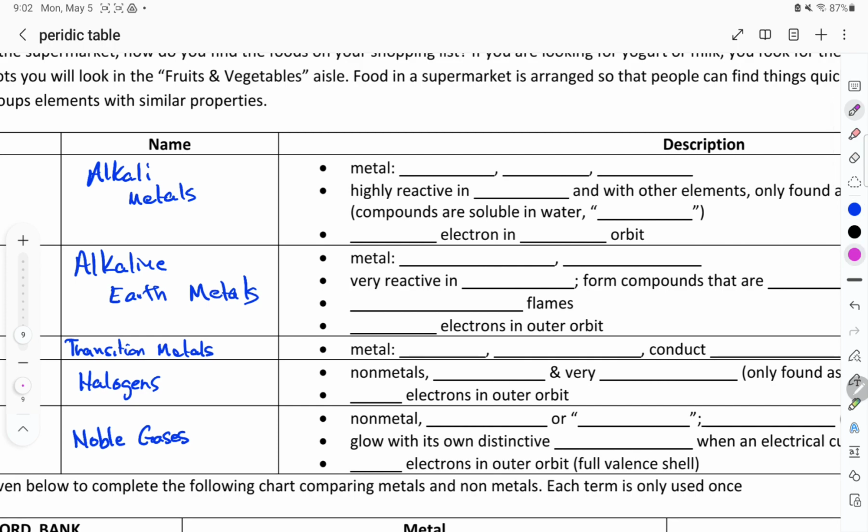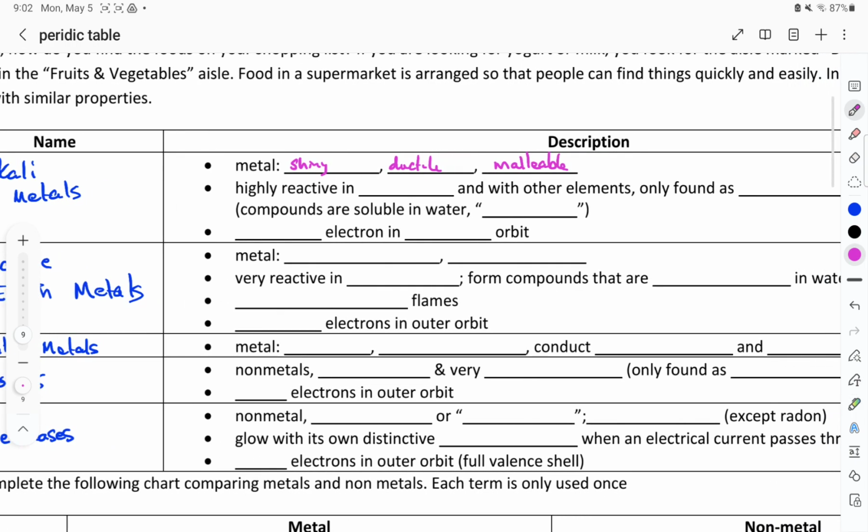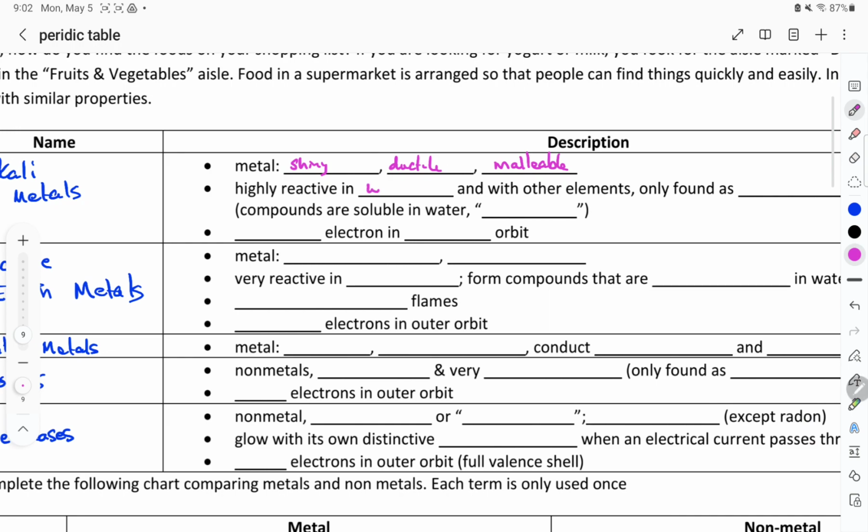So group 1 metals are alkali metals. These are considered to be real metals. So they're shiny, they're ductile, they're very malleable. And so that's why some of them are actually soft enough that we can even squish them with our hands or cut them with a knife. They're highly reactive in water.